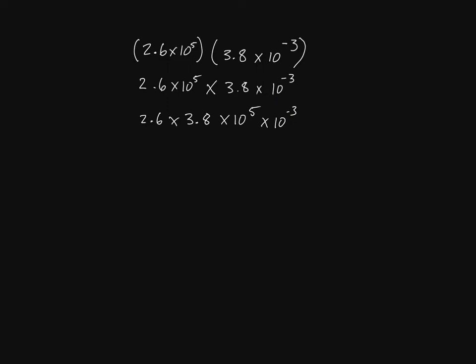Now, what we're going to do is multiply 2.6 times 3.8. And when you multiply those two numbers out, you get 9.88 times 10 to the fifth times 10 to the negative third power. Now that you have that down, what we're going to do is add the exponents.